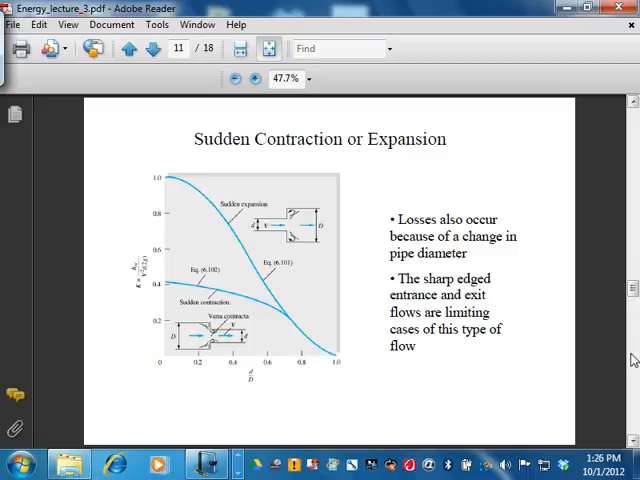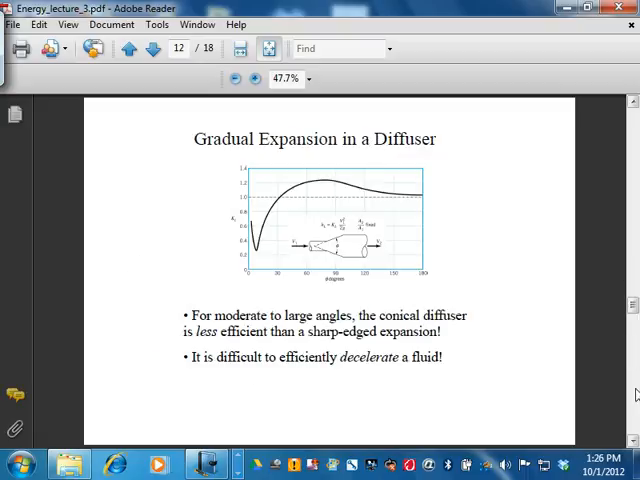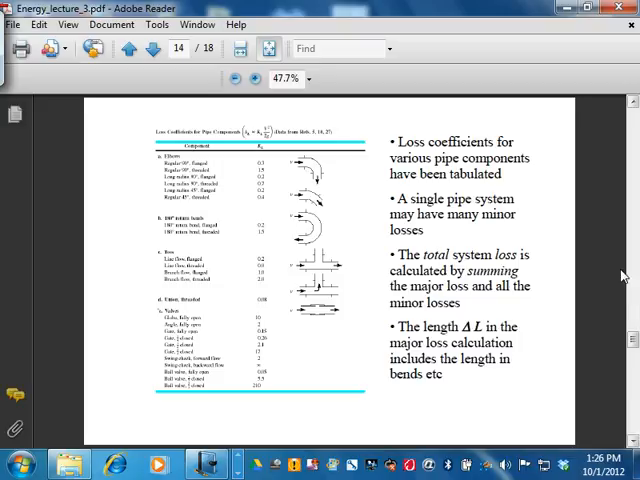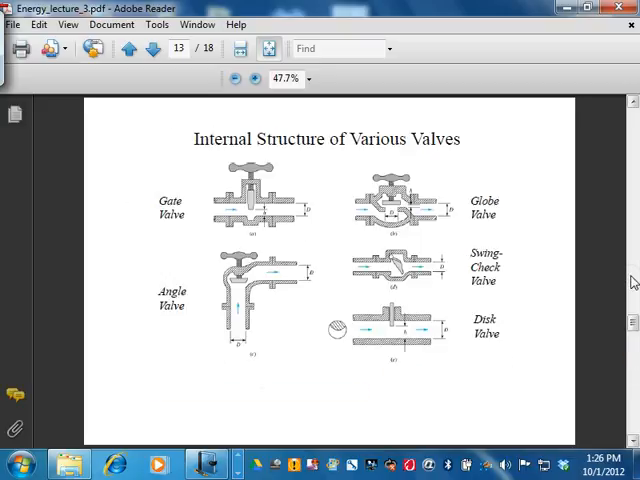Oh, this one, I'll come back to that. So I'm just going to do this one. Okay, so other types of valves. I think each got a number. So there are different types of valves.